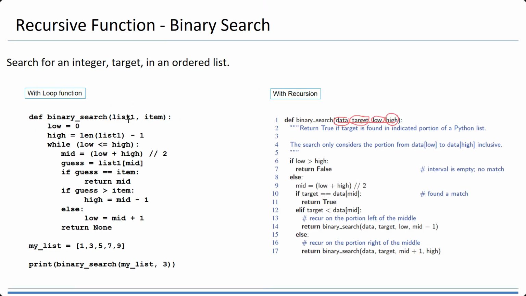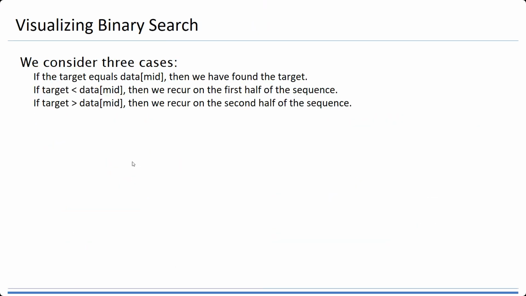Okay. Now, why do we need to have the low and high? Let's take a look at the example. In the binary search, we will have three cases. First, we need to check the middle value. If the target equals the mid value, then we found the target. If it is not, then let's check.